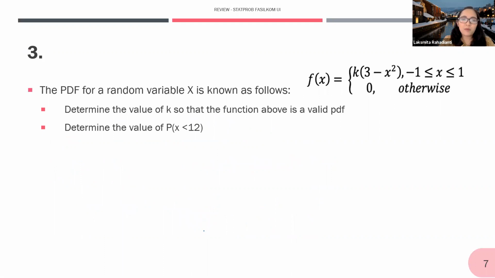Next. This is probably the one that got you a little bit in a bind because the calculus is coming in. So let's look at this question. I know that I have a PDF for a random variable X. I don't know what it is. It doesn't matter. I know that I have the probability density function as follows. So first, I ask you to please determine the value of K so that it is a valid PDF. And I would like you to compute the probability of X being smaller than 12.